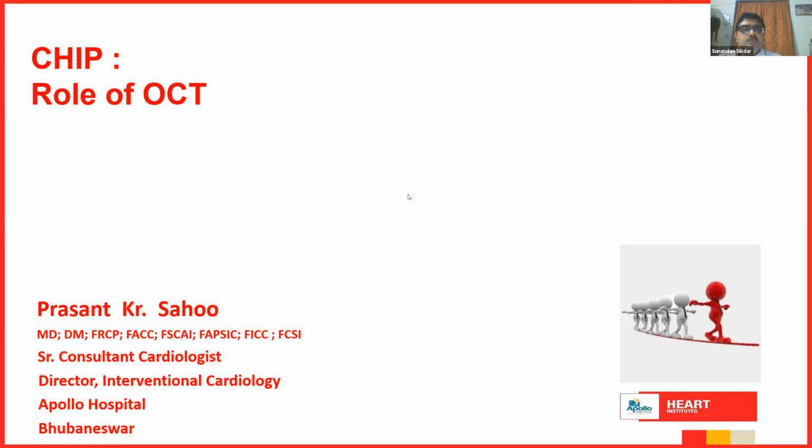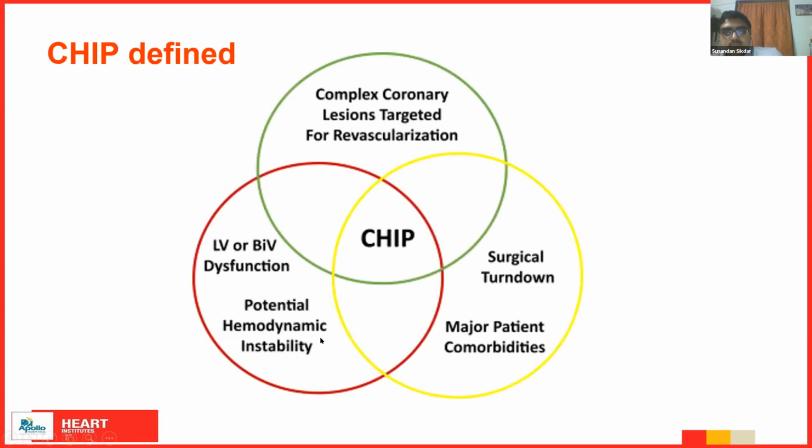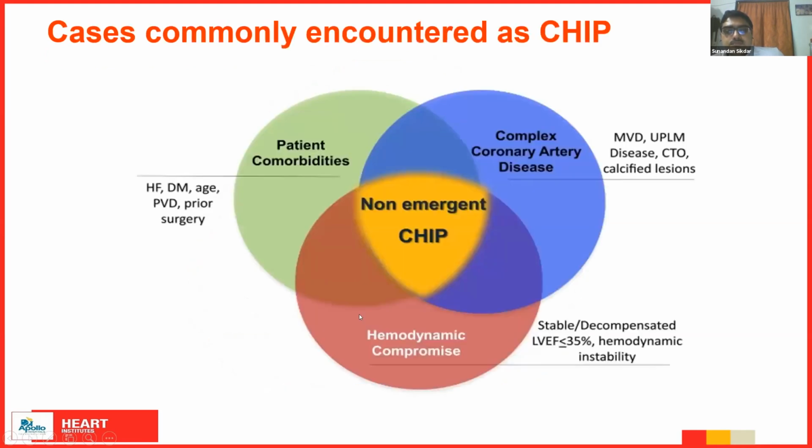Okay, so I'd like to discuss a few cases about the role of OCT in CHIP cases. Now, whenever we think of a CHIP case, we think of a very complex anatomy, a surgical turndown, or major patient comorbidities, or biventricular dysfunction, or LV dysfunction, or the patient is hemodynamically unstable. Many times you get these non-emergent CHIP cases, which you usually do with multivessel disease, unprotected left main, and especially they have a poor ejection fraction, they are aged, they have peripheral vascular disease, and may have undergone prior surgery.